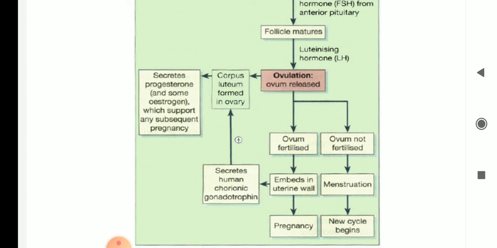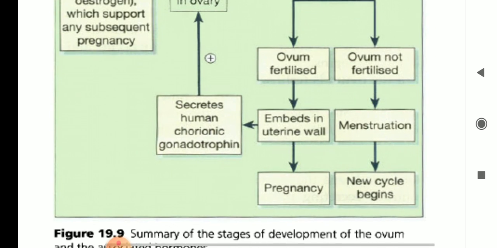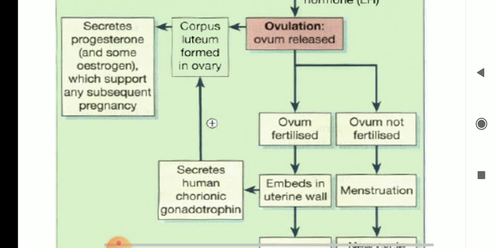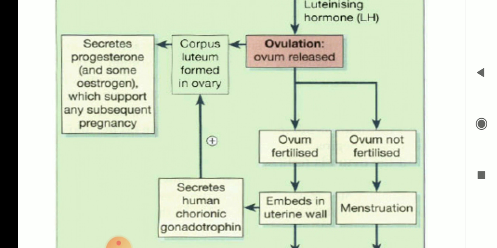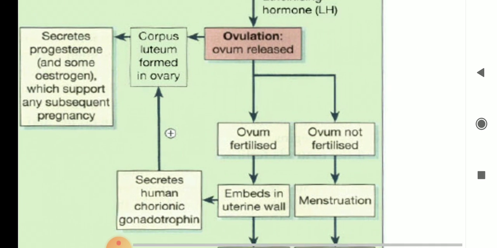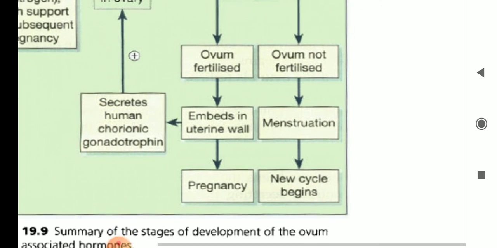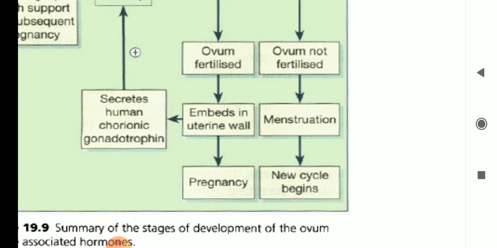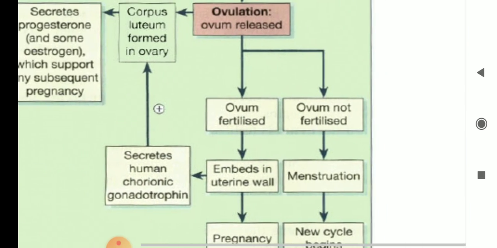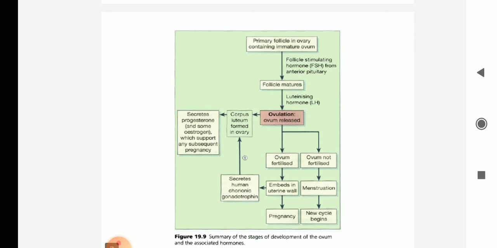Now what will happen to this ovum? If the ovum is fertilized, it will embed on the uterine wall and it is a confirmed pregnancy, and this will secrete the hormone HCG. Again, this will stimulate the corpus luteum to secrete progesterone and estrogen. If the ovum is not fertilized, menstruation occurs and a new menstrual cycle will begin. So this is how normal ovulation and the process occurs.